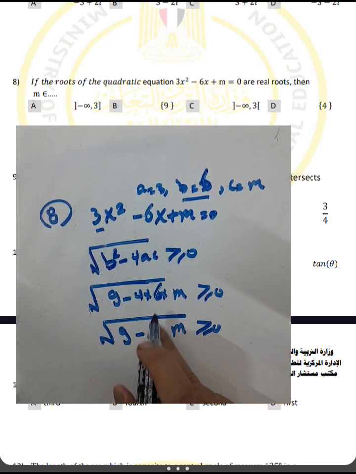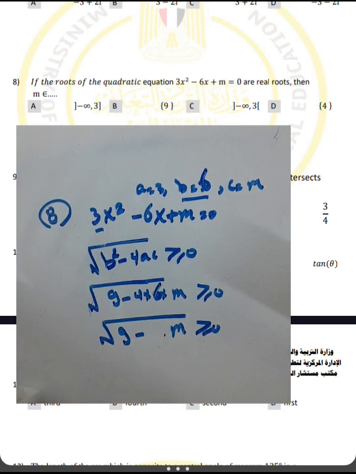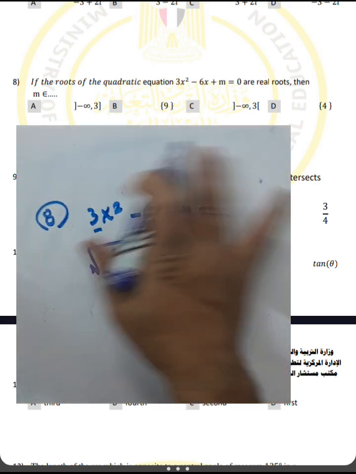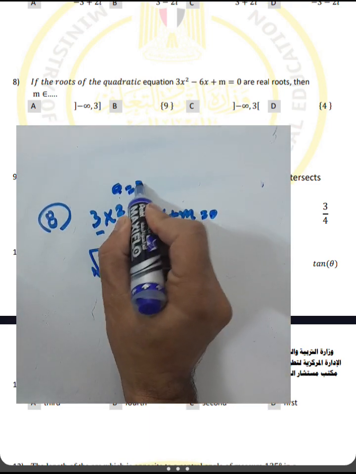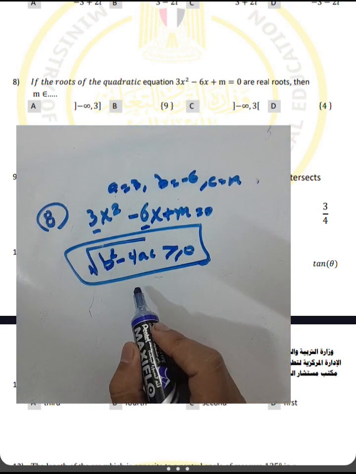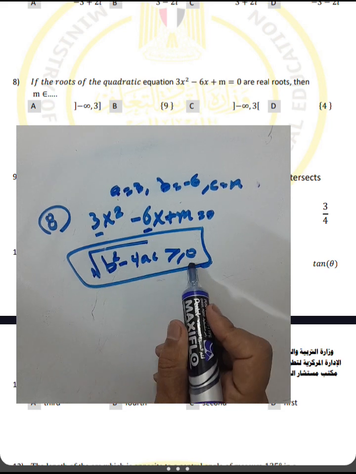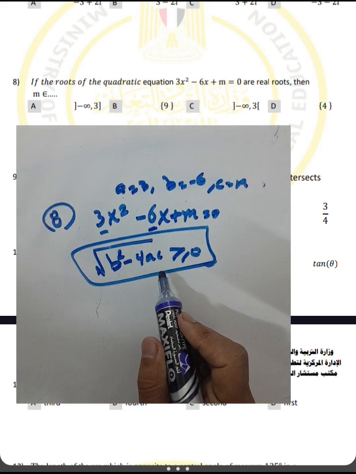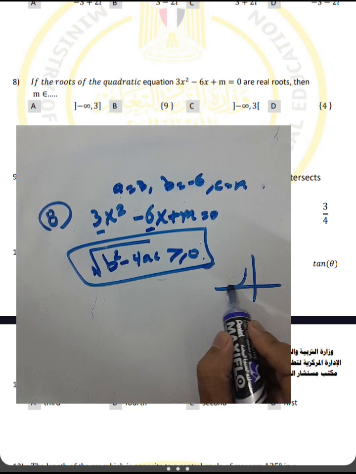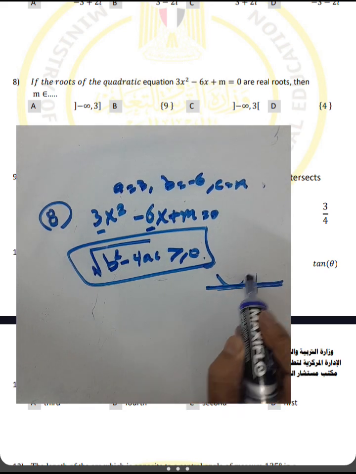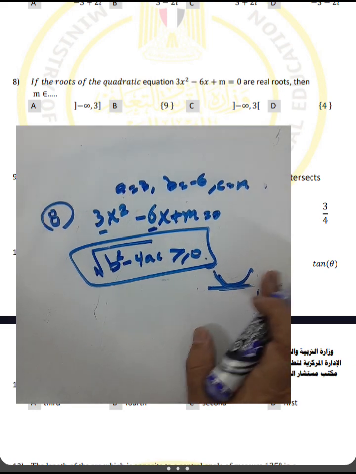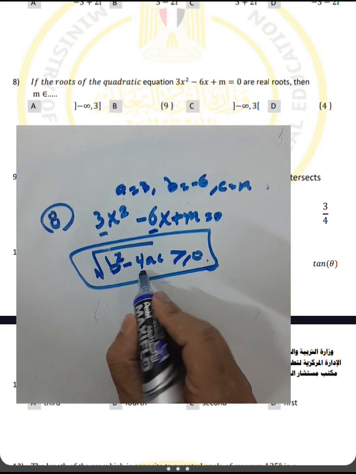Okay, b power 2, I will solve this again. b here was negative 6. Again, we have a equal to 3, b equal to negative 6, and c equal to m. And we put the rule here: square root of b power 2 subtract 4ac greater than or equal to 0. We have real roots, meaning greater than or equal to 0. We have a drawing here, touching the x-axis from negative infinity to the solution set. Then b power 2 subtract 4ac greater than or equal to 0.